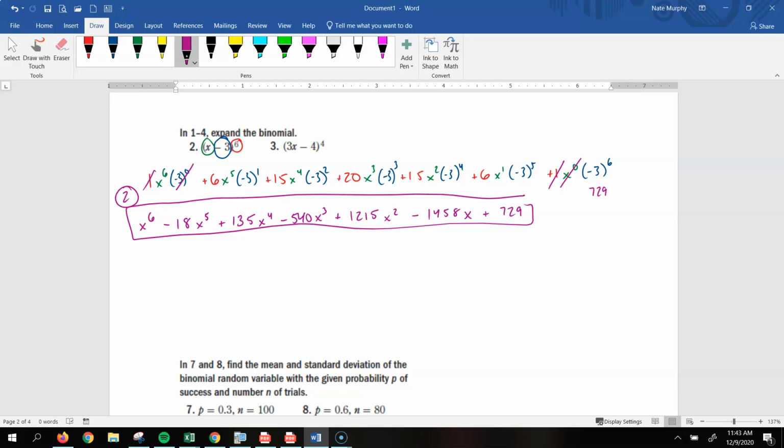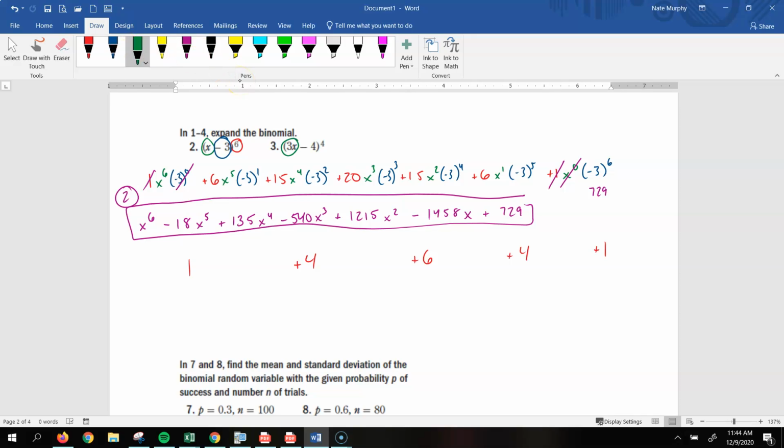So let's look at how we would do number 3. Number 3 is actually going to be a little bit easier. It's not going to be quite as large. But we're going to start it out the same way. We're going to start with the row from Pascal's triangle. 1, 4, 6, 4, 1. Okay.